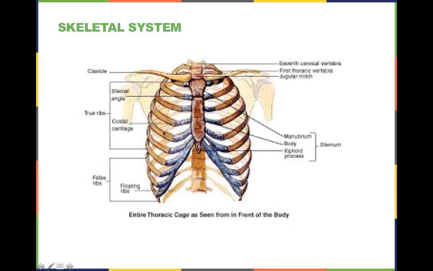You have 7 true ribs, which means they are connected directly to the sternum with costal cartilage. So you have 1, 2, 3, 4, 5, 6, 7 sternal ribs, or true ribs. And then you have false ribs, which are not connected directly to the sternum, but they are connected to this one cartilage which is connected to here. And then in the back you have two floating ribs which are not connected to the sternum by any means.